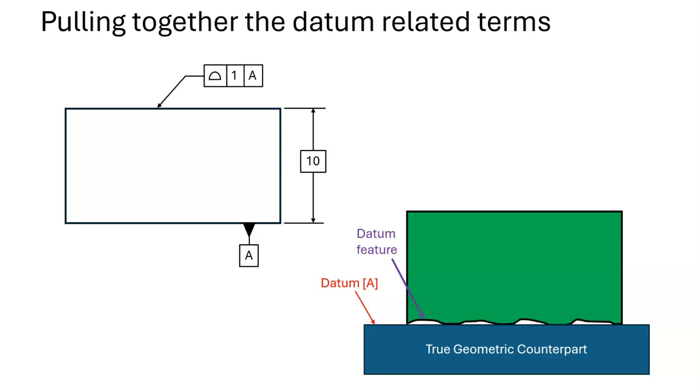The datum reference frame provides an origin and direction for the basic dimensions that locate the tolerance zone. Here, the origin and direction for the basic dimension of 10 is at datum plane A, as it and the other two mutually perpendicular planes establish the datum reference frame.